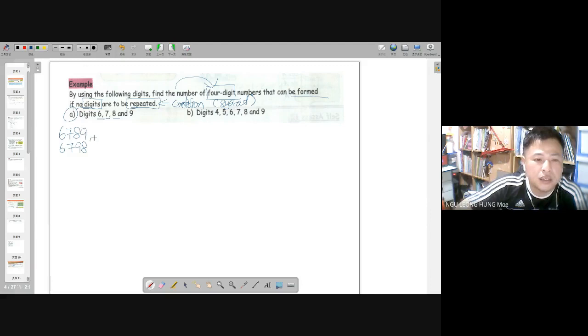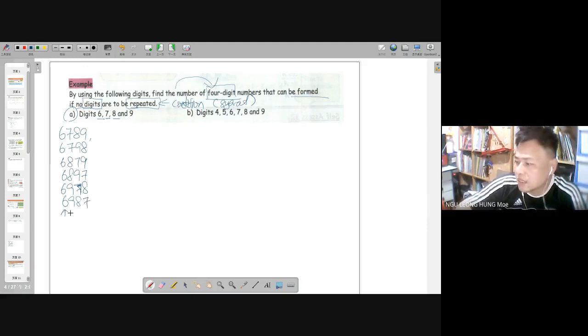No digits repeating means not 6, 6, 7, 7 like that. So each number can only be used one time. So maybe 6, 8, 7, 9. 6, 8, 9, 7. 6, 9, 7, 8. 6, 9, 8, 7. Okay, any more numbers that start with 6? Guys, any more? If no more, reply me no more.